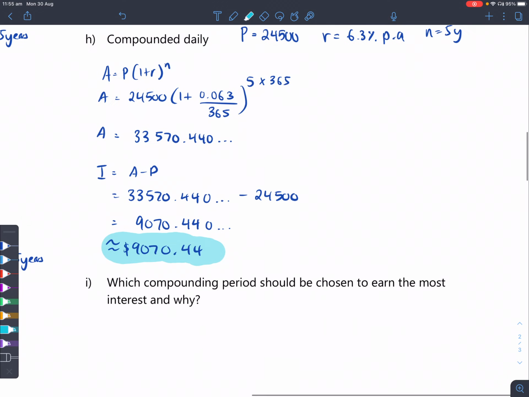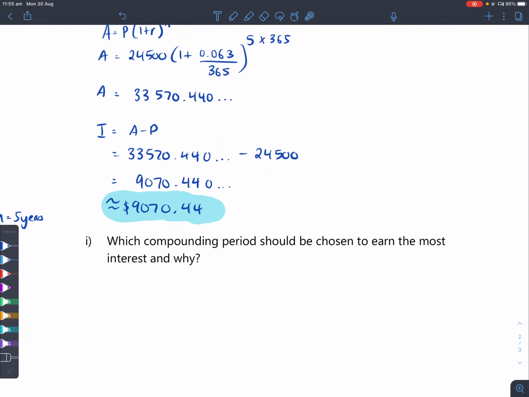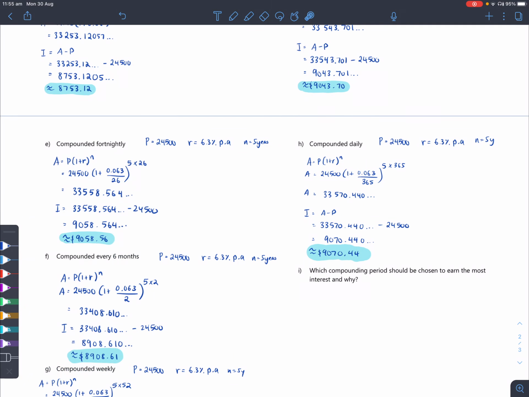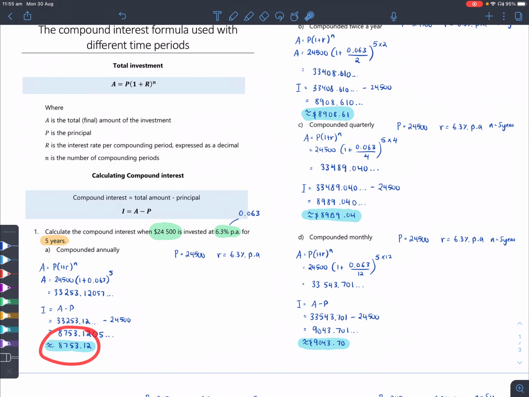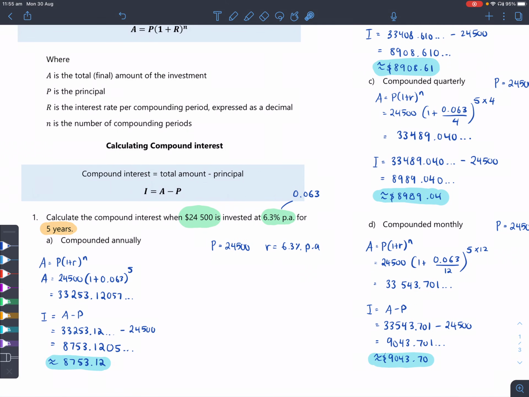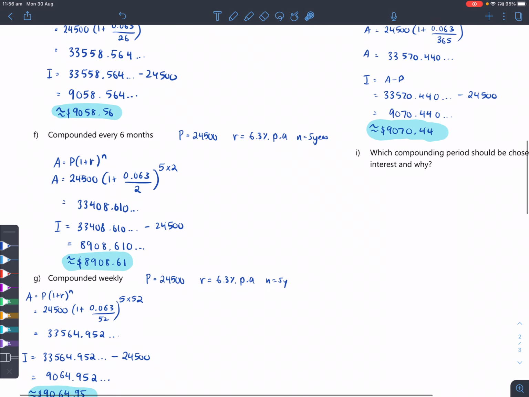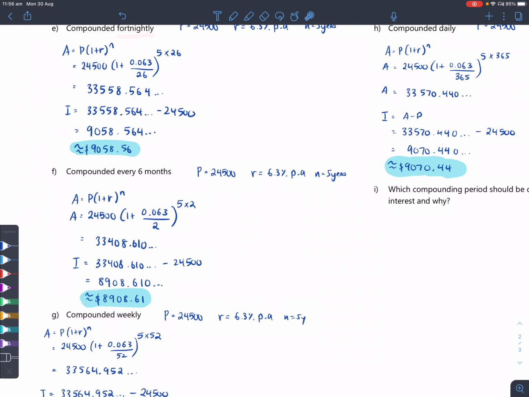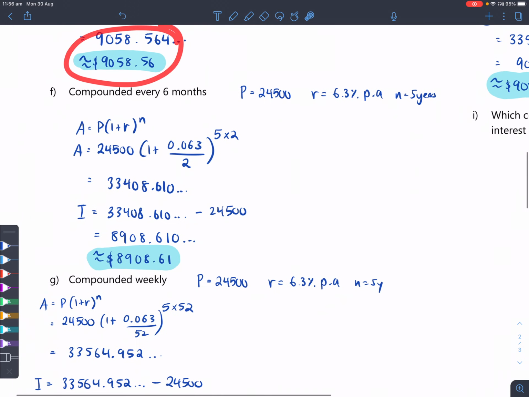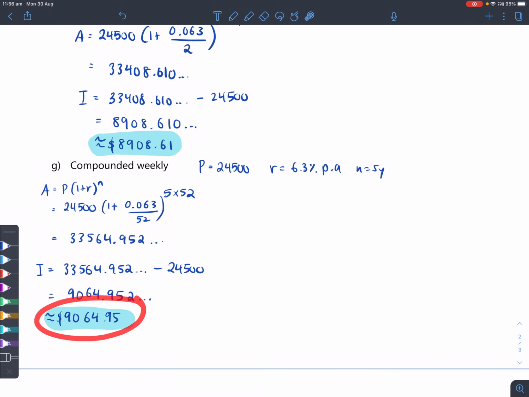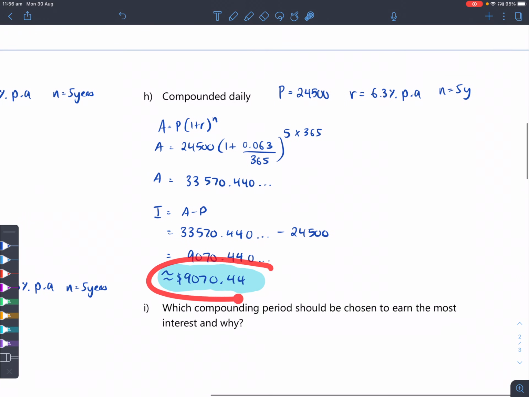Okay, right. Part A, which compounding period should be chosen to earn the most interest and why? So if we have a look at all our answers now from the very start, this doesn't give much interest. That's just 8,700 something. And it goes more and more as soon as the compounding periods are more frequent in a year. So the most frequent that we have is fortnights, then weekly, and then daily. We can see that as we get from 9,058 to 9,064 to 9,070, this gives us this much interest within 5 years.